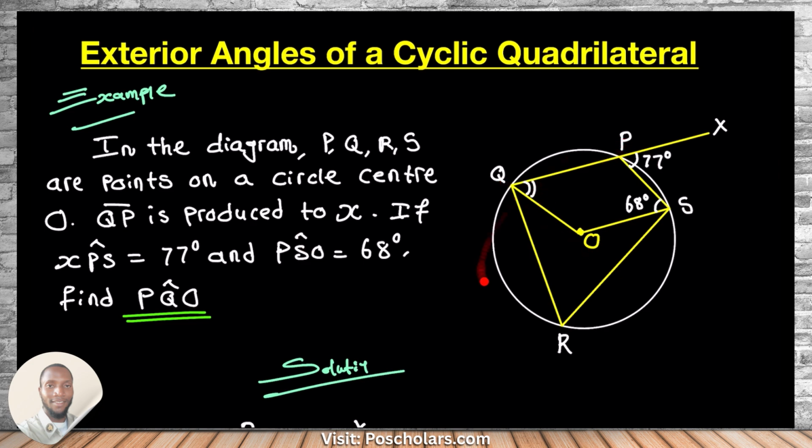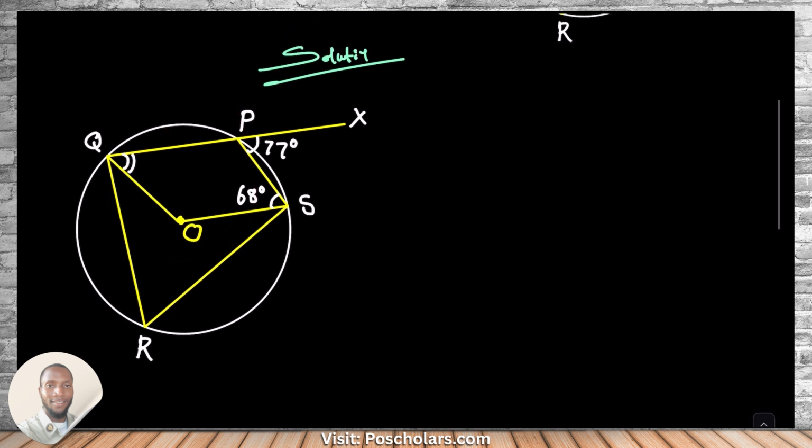So I duplicated this diagram here. So this is what we are looking for: P, Q, and O. Now, how do we go about this? The first thing we want to consider is the information we know.